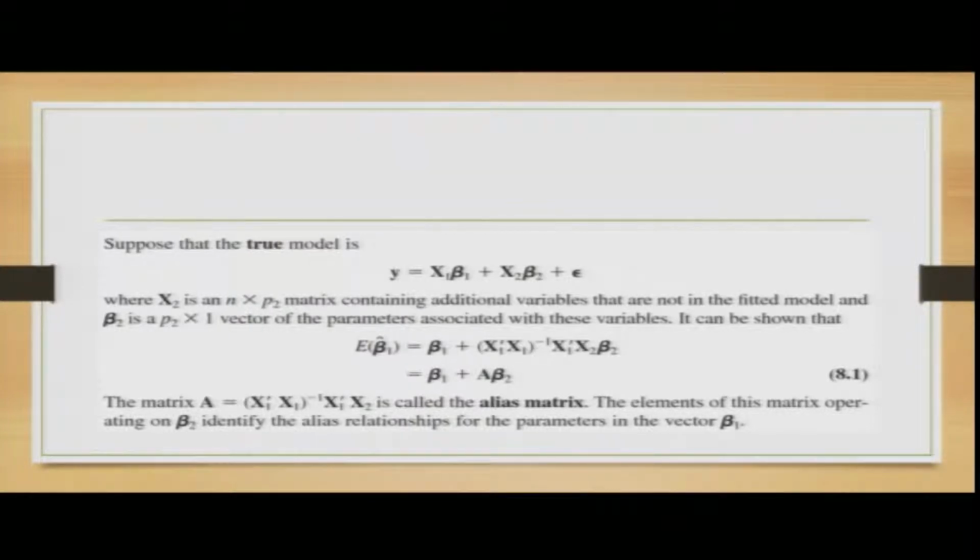The elements of the matrix operate on beta 2 to identify the Aliased relationship which exists for the parameters in the vector beta suffix 1.